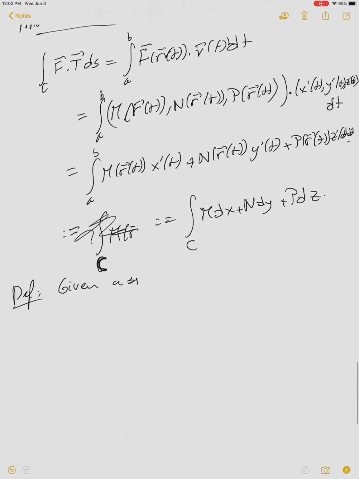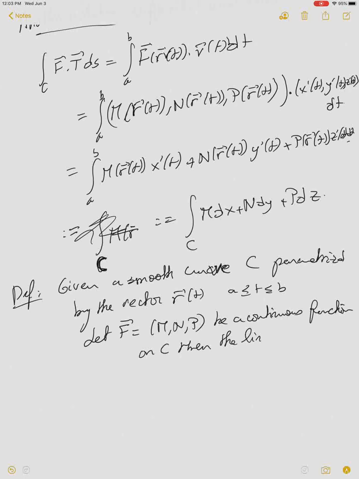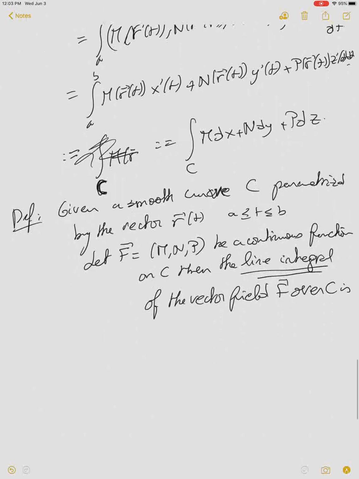So given a smooth curve C parameterized by the vector r of t, where a is smaller than t is smaller than b, and let F equal M, N and P be a continuous function in C, then the line integral of the vector field F over C is, so this is the definition.